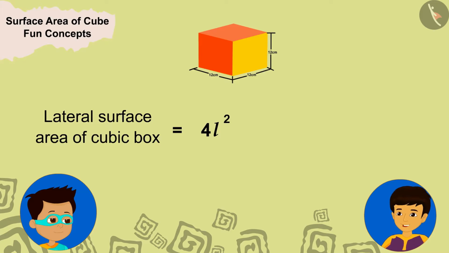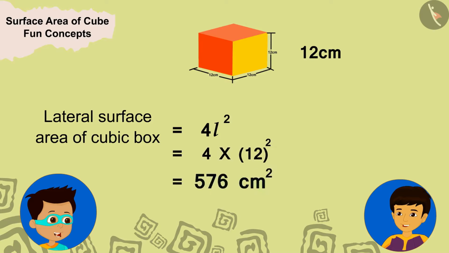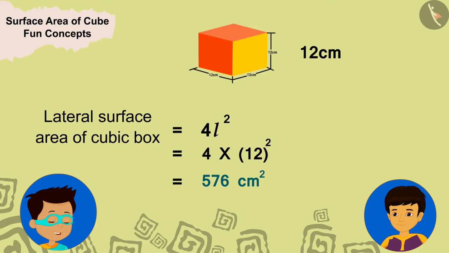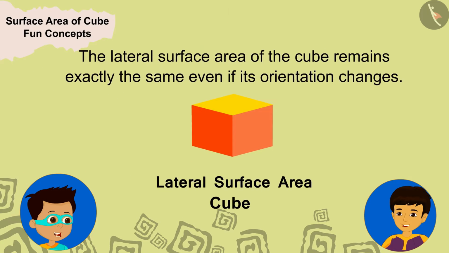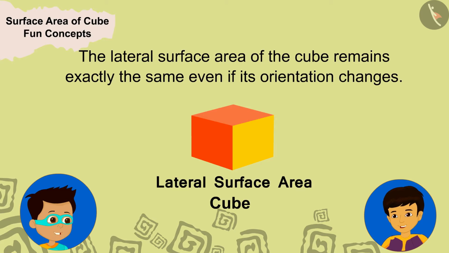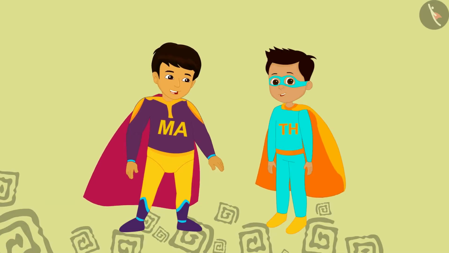And the sides of the box are 12 centimeters in length. This means that even in this orientation of the box, its lateral surface area will still be exactly 576 square centimeters. Now do you believe me, Thomas? Yes, Manas. Now I get your point that the lateral surface area of the cube remains exactly the same even if its orientation changes. Better late than never.